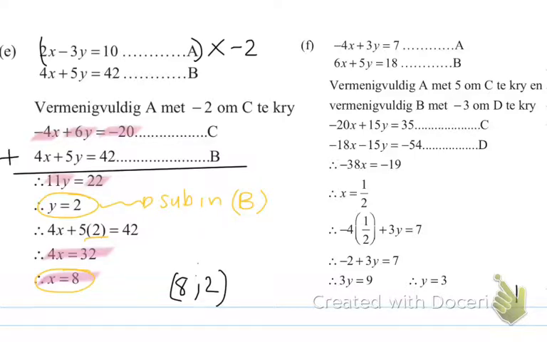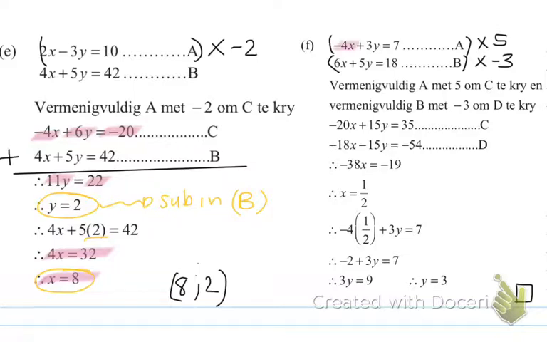Alright, last one, number F. Here is a little bit more tricky one. So I'm going to try to get both of the y's to 15. There are other methods too, but this is what I chose to do. I'm going to say I multiply equation A by 5 and equation B by -3. Okay, so let's do that.